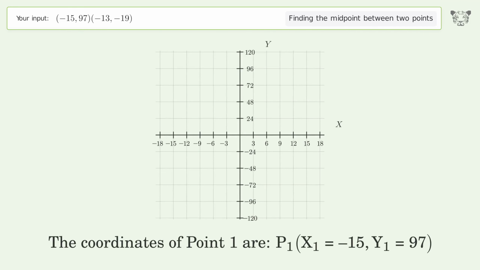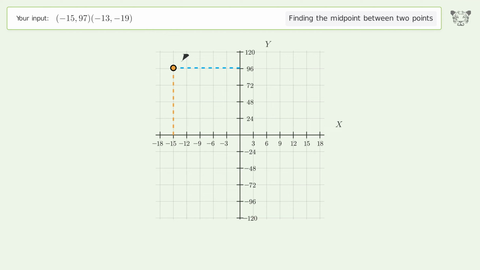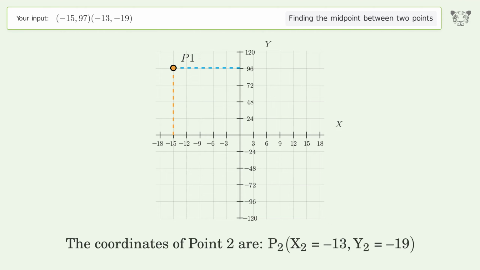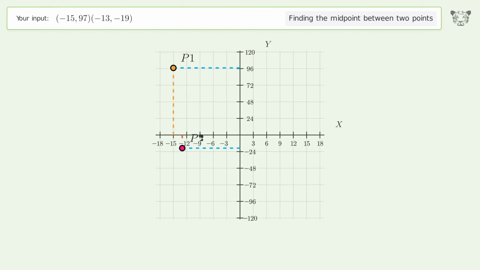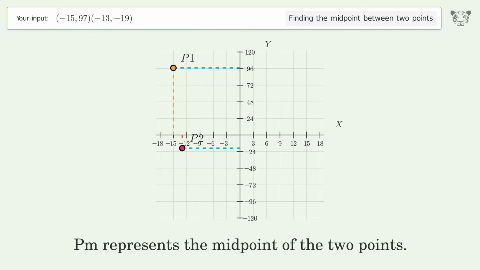The coordinates of point 1 are, x1 equals -15, y1 equals 97. The coordinates of point 2 are, x2 equals -13, y2 equals -19. PM represents the midpoint of the 2 points.